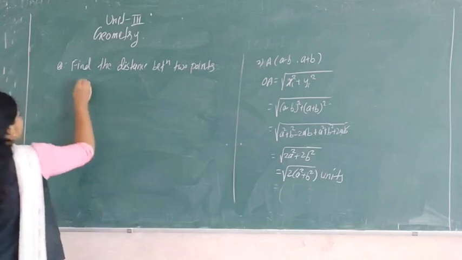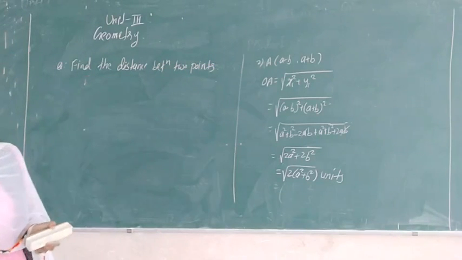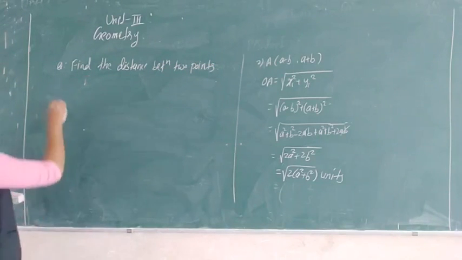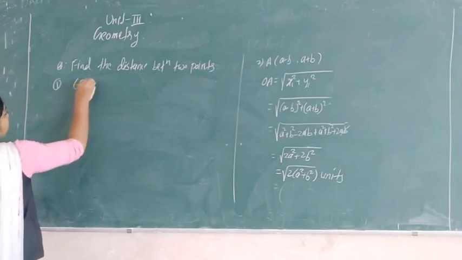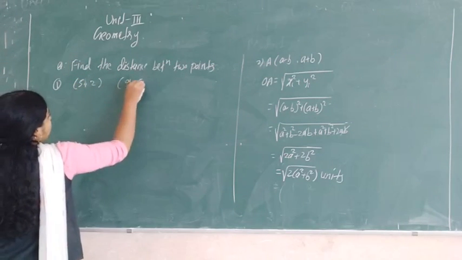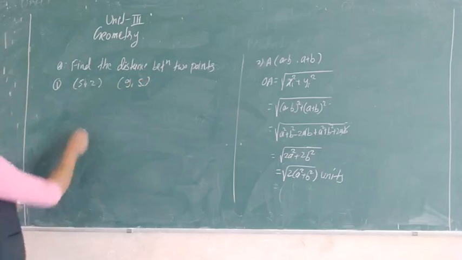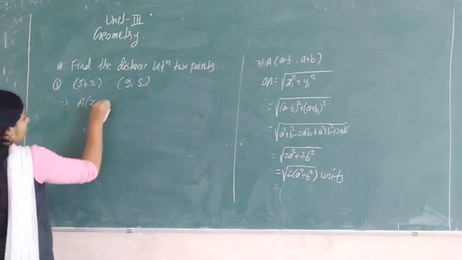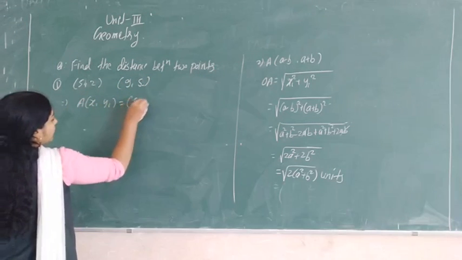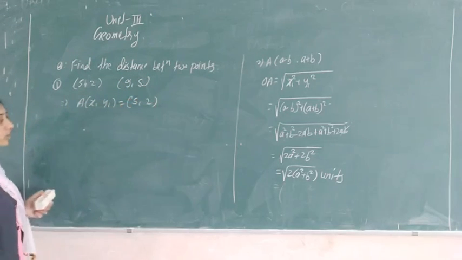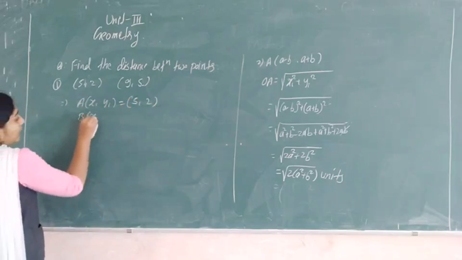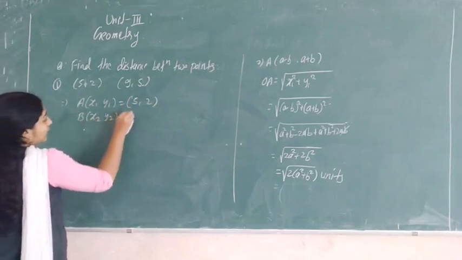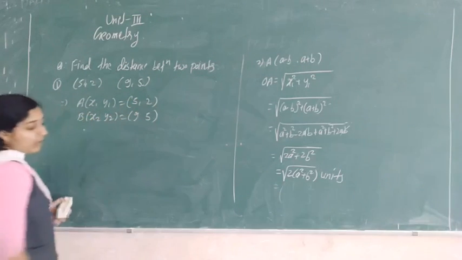Find the distance between 2 points. Here the points are given. First one is (5, 2) and (9, 5). Then let us denote the given: first A of (x1, y1), denote it. Here first write down the notation: (5, 2). And next B of (x2, y2) is nothing but (9, 5).